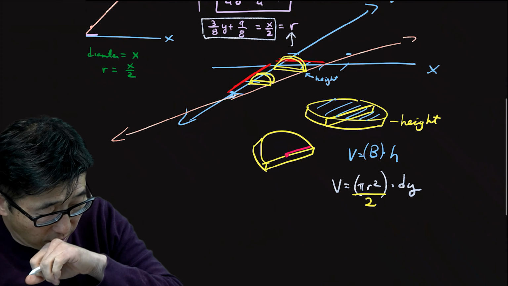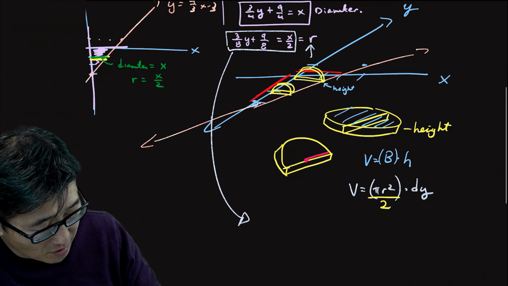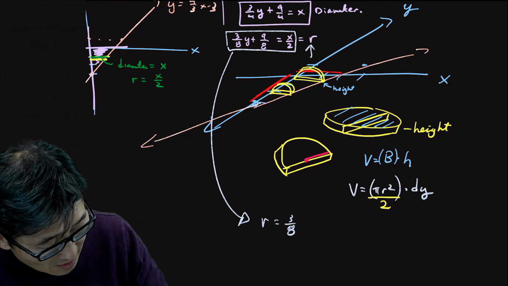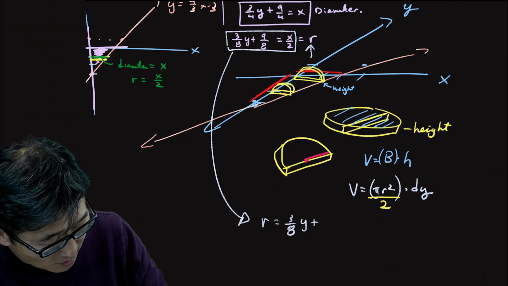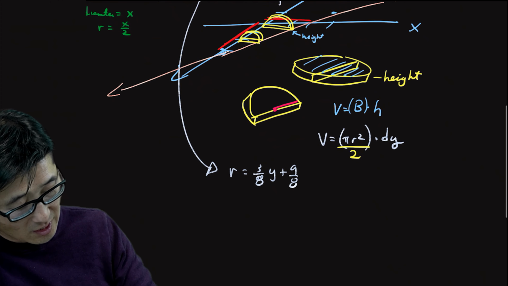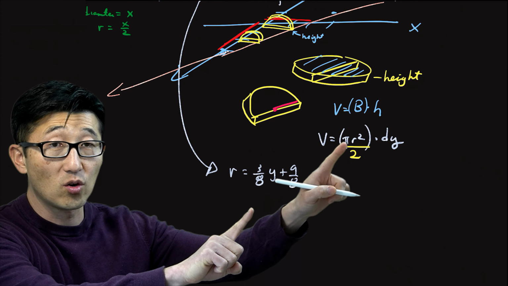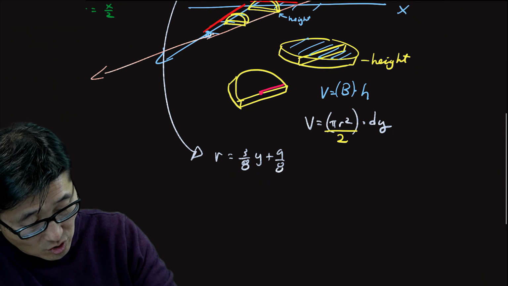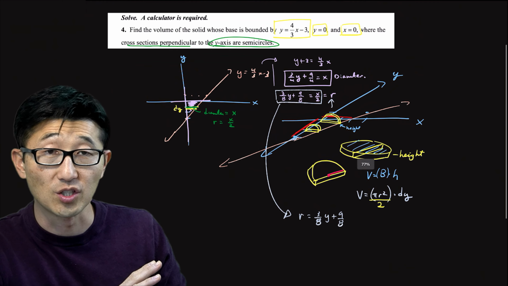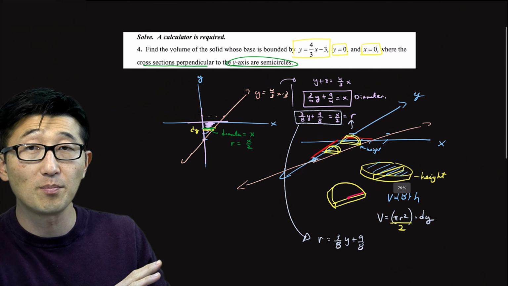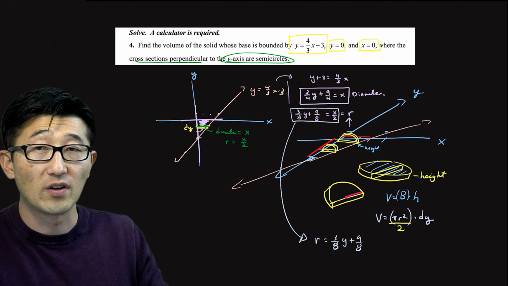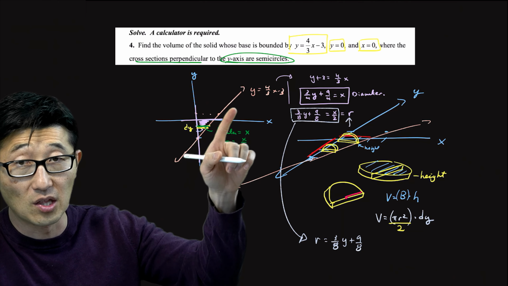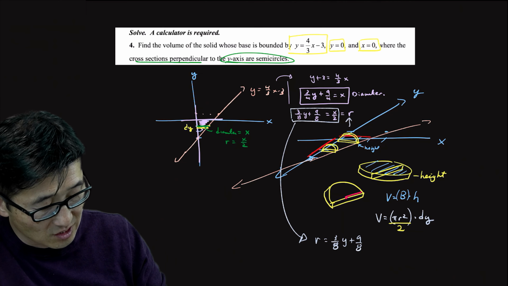So let me just recopy that down here. Radius is equal to 3/8 y plus 9/8. And I'm going to take this and plug it in right over here, and then take the whole equation and divide it by 2. So this is the hardest part to these equations. We're not even doing the integral yet. It's setting up an integral that we can use to find the volume of this cross-sectional figure placed on the base that's bounded by a line and the x and y axis.